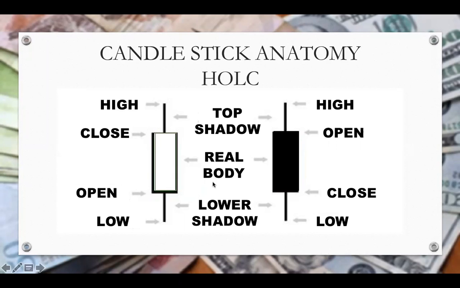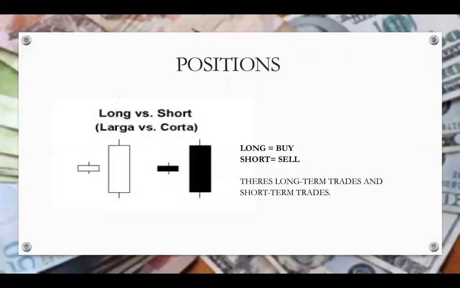This is called the real body. This one is hollow, and this one is full. You can have green or blue, or red. There are different types of candlesticks.